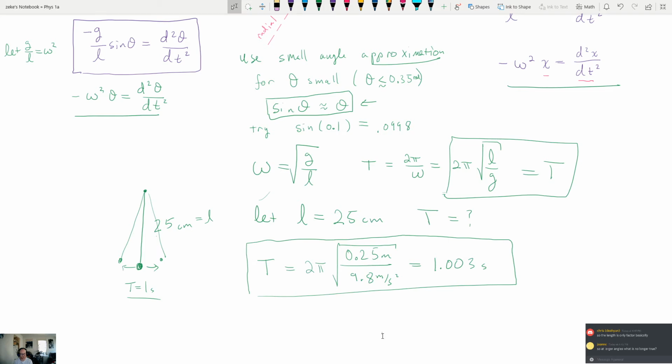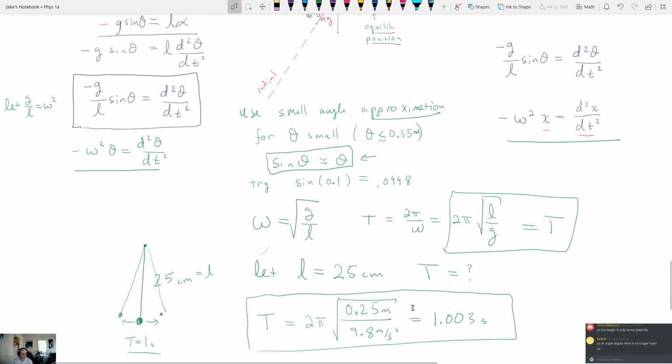So at larger angles, what is no longer true? The period will change when you use larger angles, Joanne, basically. I wasn't really clear about that, but thank you for asking that question. That's right, the period will no longer be super accurate when you get to larger angles, because we're kind of treating it as if it's not really moving in a curve. It's almost like it's moving back and forth like this.